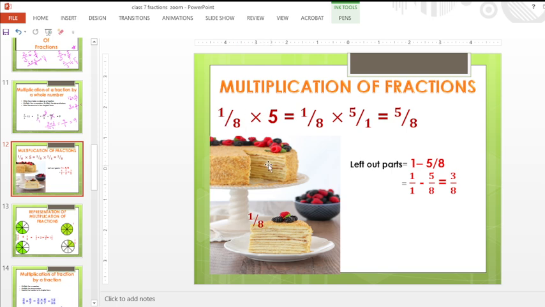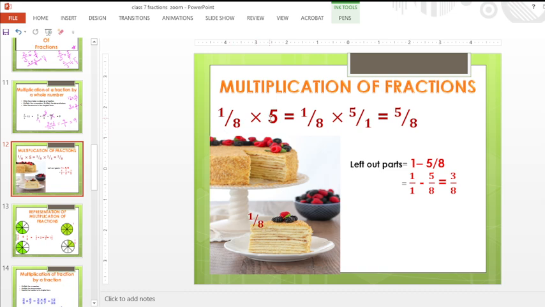So 1/8 of 5. 1/8 means one part of a cake. Suppose one cake is there and you're cutting 1/8. So that's a fraction, right? 1/8 of, and "of" is also a multiplication operator. You're going to learn it. So 1/8 into 5. For example, you can frame any word problem.